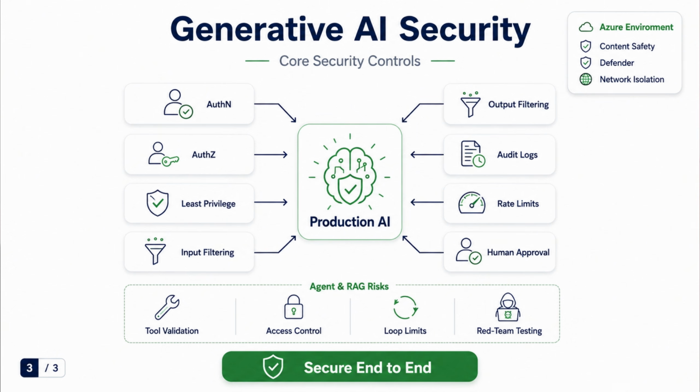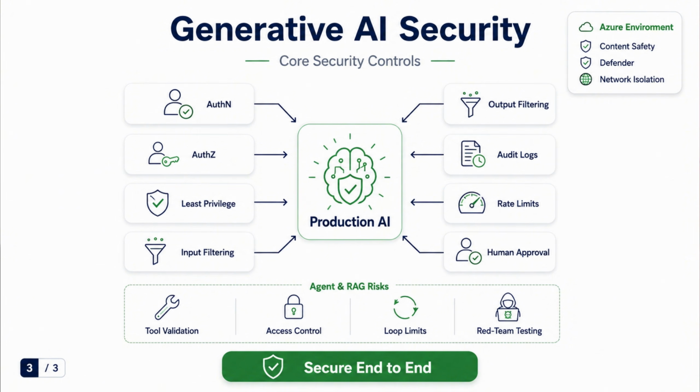Now, input filtering and output filtering are also important because unsafe content should be detected before and after the model generates the response. Tool usage should be validated carefully, and in many enterprise environments, sensitive actions may require human approval before execution. Now, RAG systems also need proper access control because the retrieval layer should only expose the documents that the user is authorized to access.